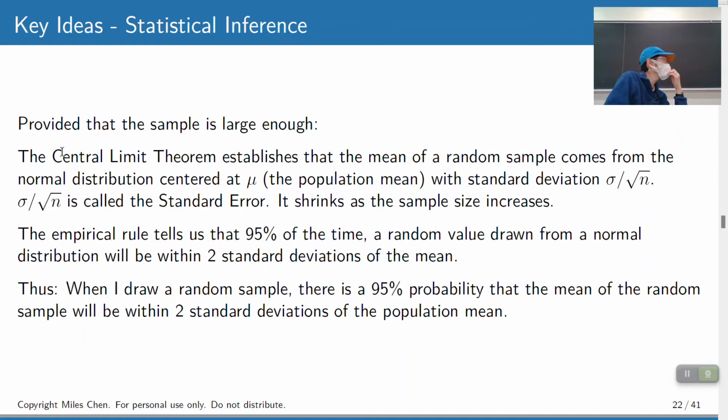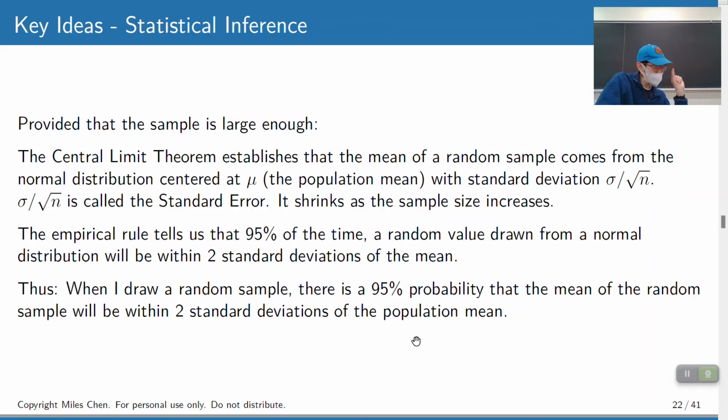But anyway, the empirical rule says when you draw a random value from the normal distribution, 95% of the time it's within 2 standard deviations of the mean. And so now, when I draw a random sample, there's a 95% probability that the sample mean is going to be within 2 standard deviations of the population mean. Okay? So our sample mean, 95% of the time, will be within 2 standard deviations of the population mean.